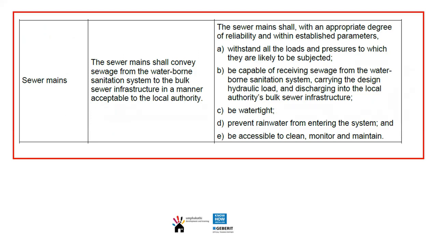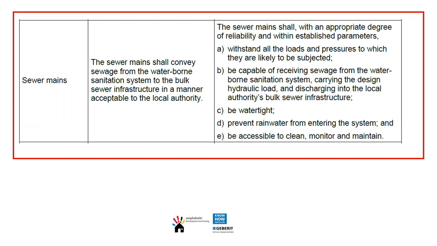The wet services that we are talking about today are sewer mains. The sewer main shall convey sewage from the waterborne sanitation system to the bulk sewer infrastructure in a manner acceptable to the local authority. And a lot of the local authorities are quite strict when it comes to dolomite areas, and they'll make sure that you are doing the right thing.